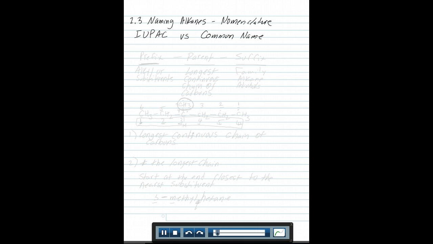So the whole world, all the chemists from all around the world, got together and all decided upon a way of how to name it where everybody names it all the same way. So if you're reading a paper from a different country, they name it the same way as how we would name it. Okay, and pretty much how it works is you have a prefix.